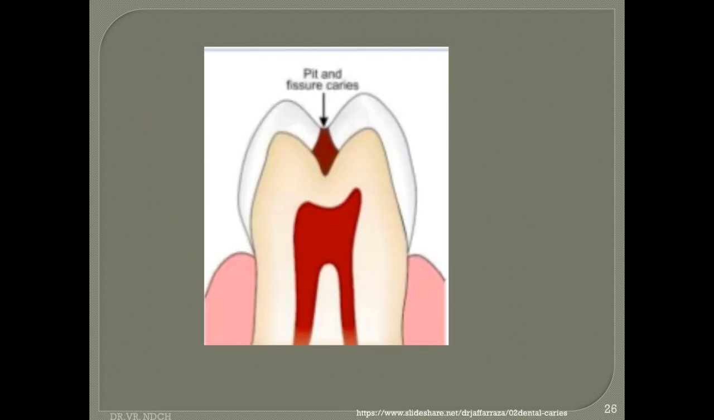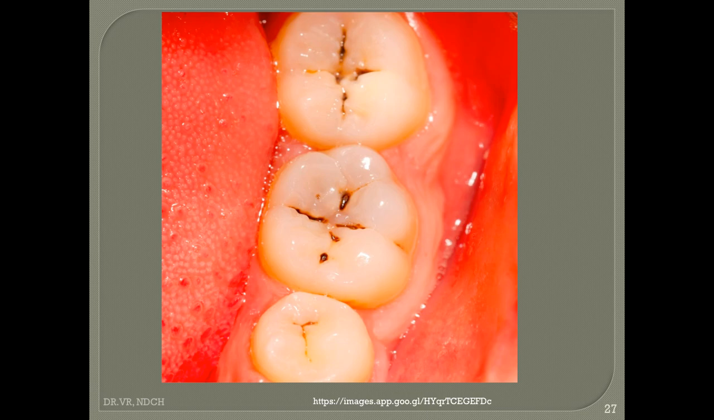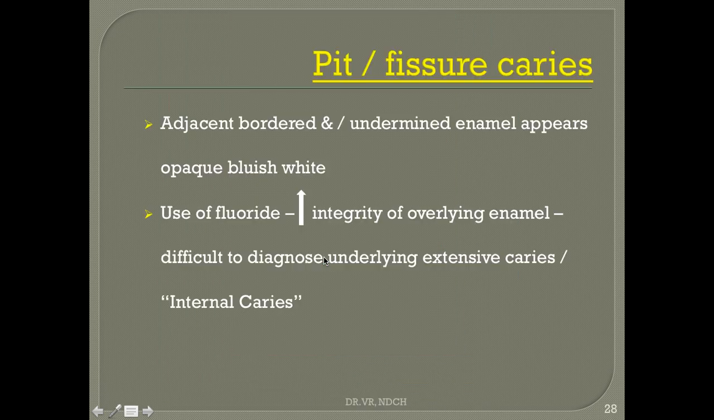So this is a diagrammatic representation of pit and fissure caries, and this is a clinical picture showing the darkened pit and fissure. So you can see there is a brown to dark brown discoloration of the pits and the fissure. Now the adjacent bordering or undermined enamel appears opaque bluish white, and because a lot of fluoride is being used, you find there is increased integrity of the overlying enamel. Hence, the only difficult thing in pit and fissure caries is you may not be able to diagnose the underlying extensive caries or the internal caries.